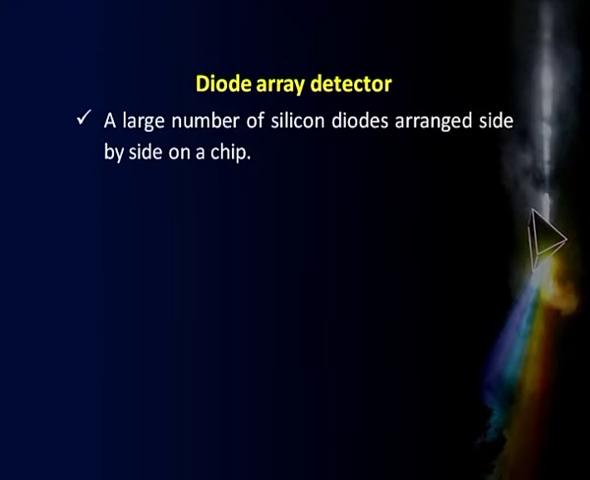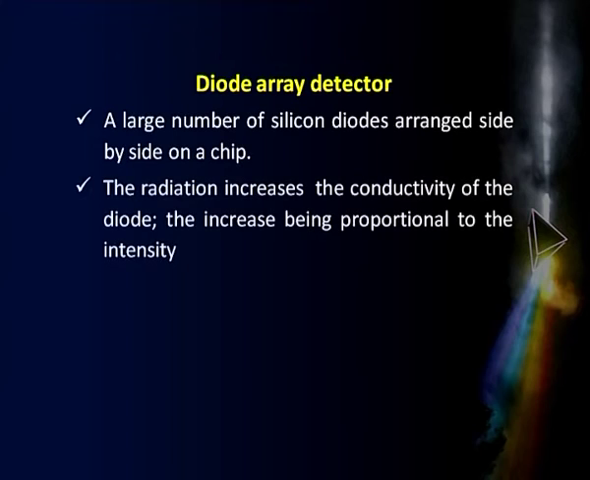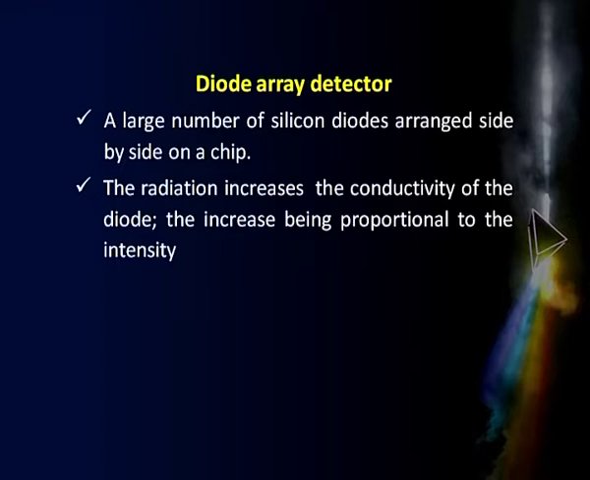The third type of detector we use is called the diode array detector. These are semiconductor based detectors. As the name suggests, diode array means an arrangement. In this case, you take a number of silicon diodes and arrange them on a chip. You take a very fine small chip, and on that chip a number of diodes are arranged sequentially like this. As you know, these diodes are basically photodiodes, so when some radiation falls on them, they become more conducting, and the increase in conductivity of a given diode is proportional to the intensity of radiation falling on it.